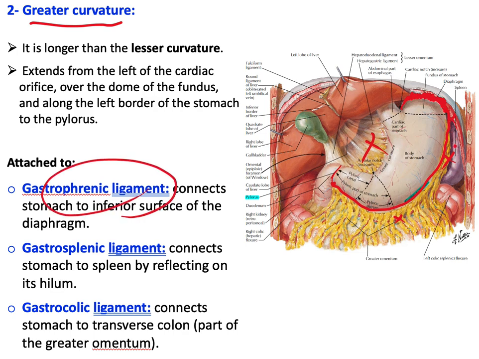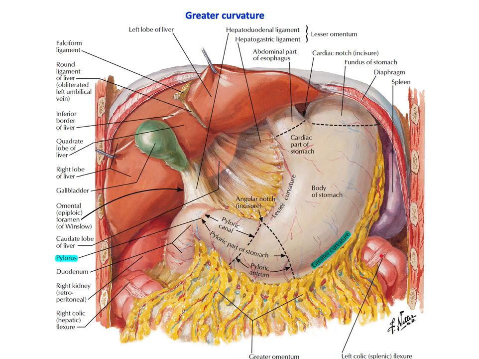And you have another one, look at the spleen here. So you have the gastrosplenic ligament, and look at the transverse colon here that connects to the stomach here. So this is the gastrocolic ligament. All of these form the greater omentum, not lesser omentum. Lesser omentum connects the lesser curvature. Greater omentum connects the greater curvature of the stomach to the surrounding structures. Again, this is the greater curvature you see here.